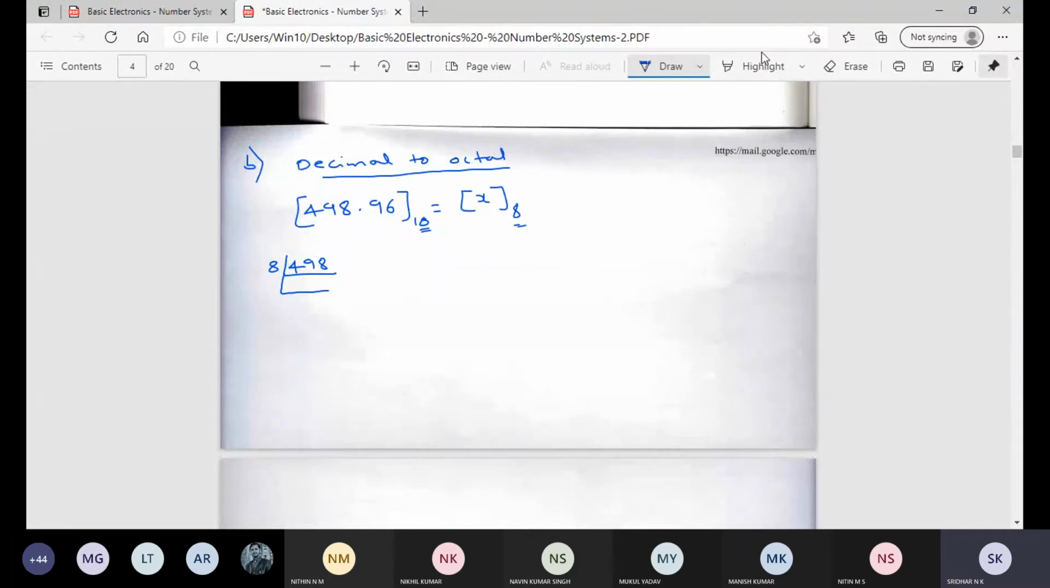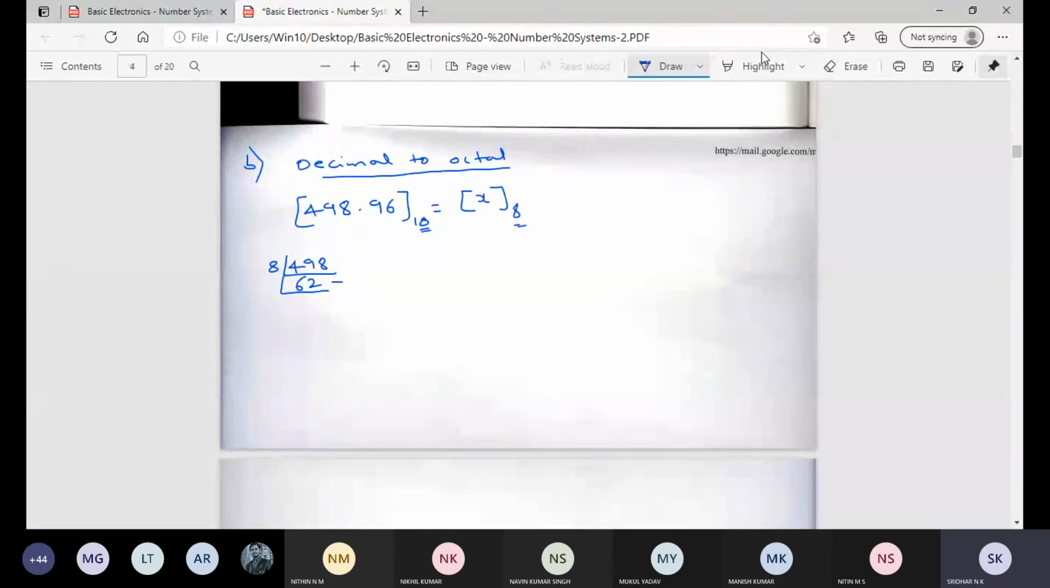498 divided by 8. It is 62 is the quotient, correct? Yes. And what will be the remainder? 2. So the remainder will be 2.